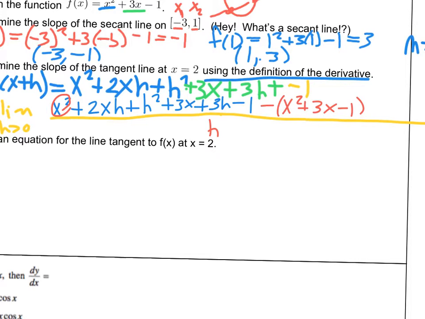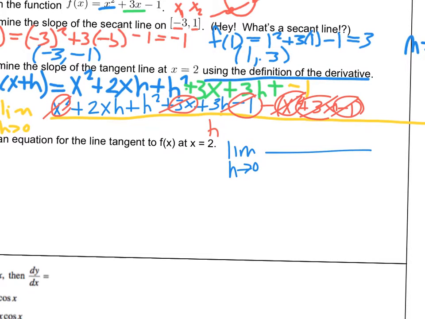My x squareds reduce. My 3x's reduce to 0. Minus 1 minus 1 also goes to 0. And you're left with a new expression. The limit as h approaches 0 of 2xh plus h squared plus 3h all over h.